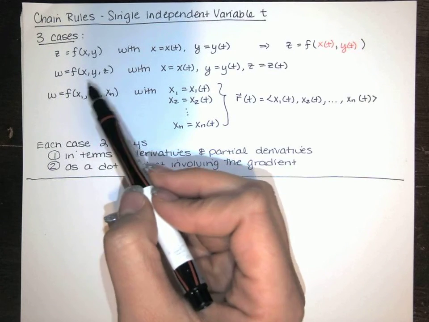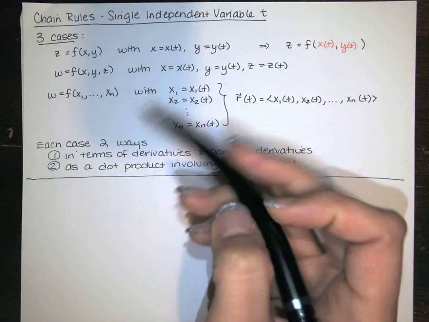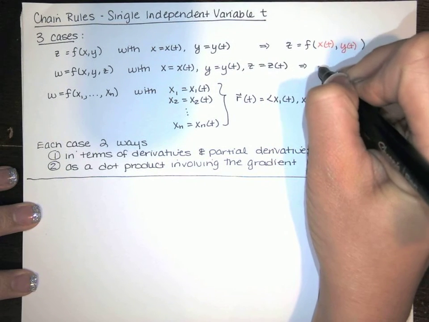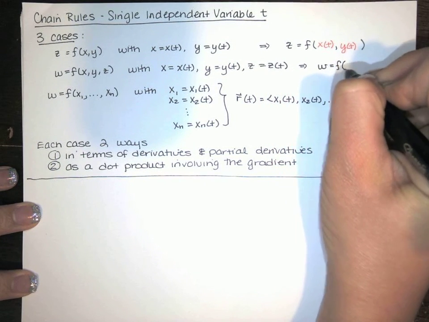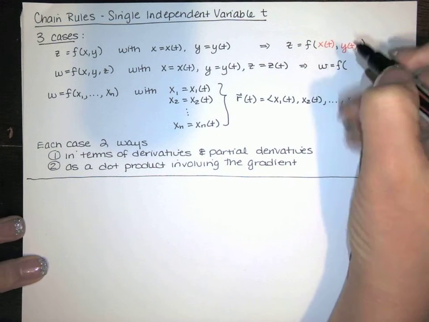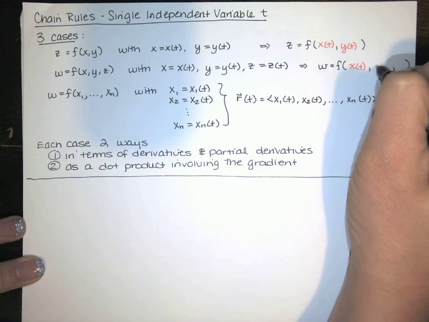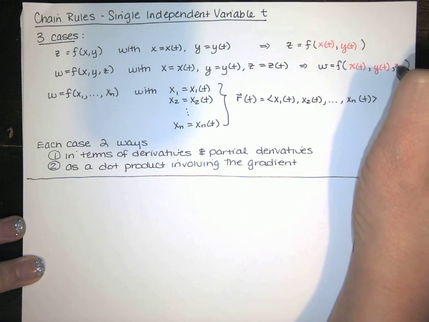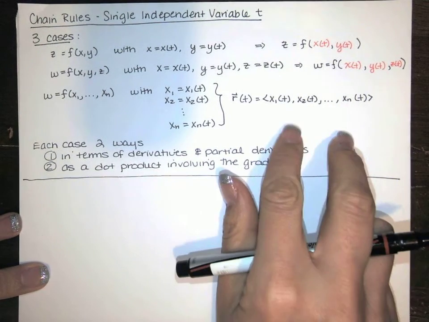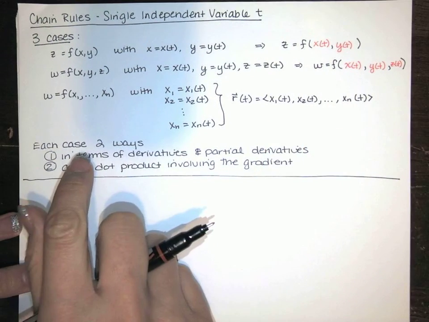This is very similar. If w depends on x, y, and z, and x, y, and z are all functions of t, well, then my new function, w, after I take a composition, will depend entirely on t. I'm replacing x with x of t, y with y of t, and z with z of t. And I won't write this one out, but this is very similar.